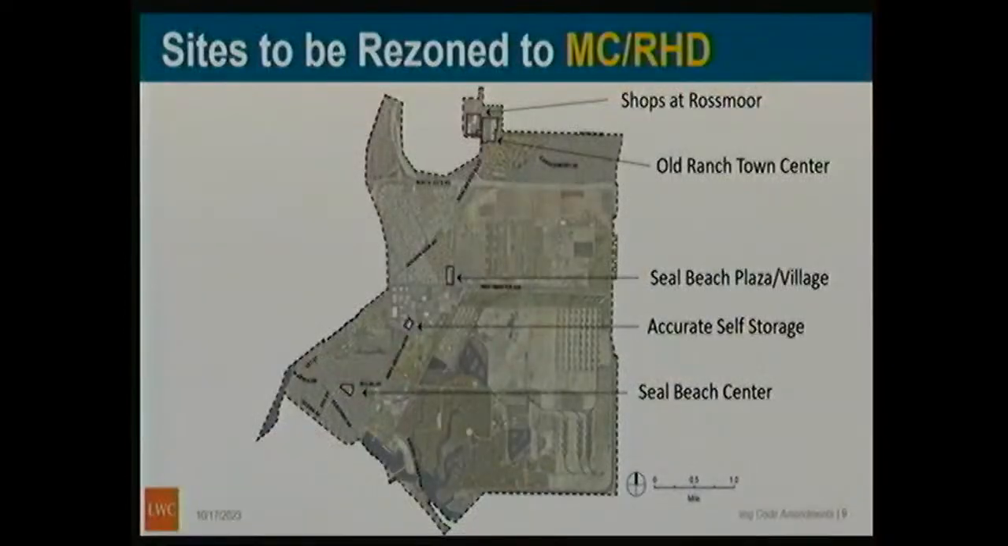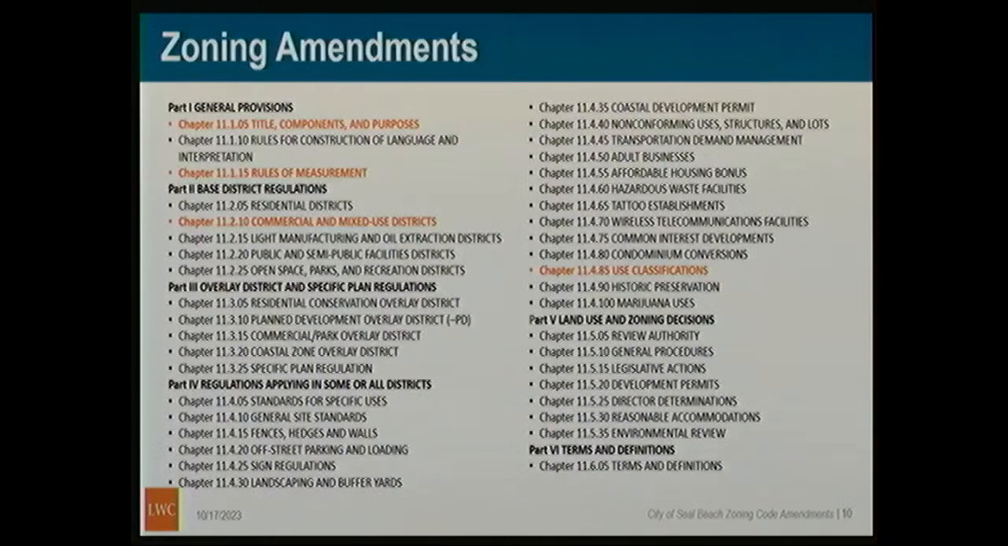Thank you, Alexa. Yes, the sites that will be rezoned to our new zone that we're introducing into the code and providing standards for. So let's talk a little bit about that MCRHD zone. As we remember from the housing element policy or program, it must accommodate up to 46 units an acre. A maximum of 46, yes. And that's what was needed to meet the RHNA numbers.